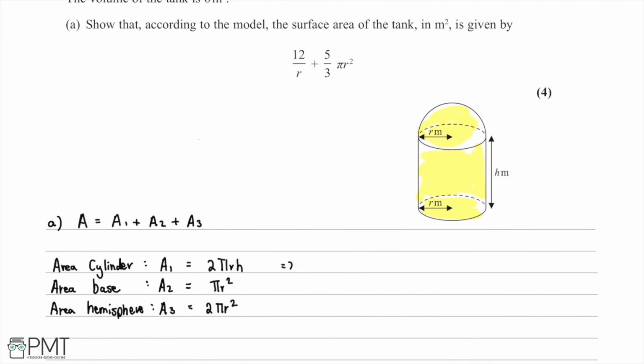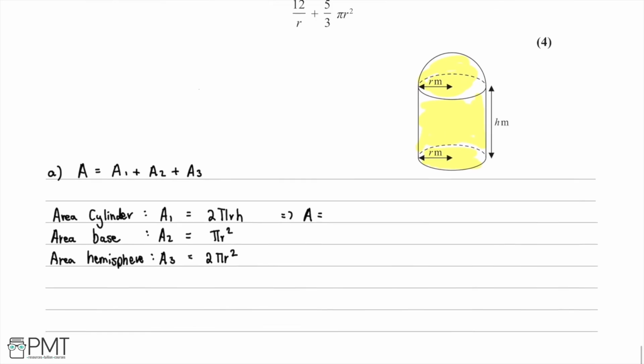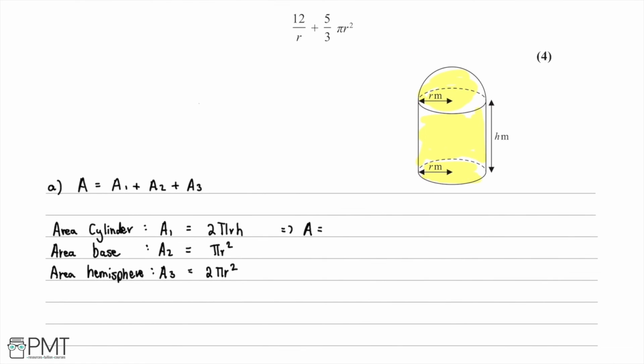So then therefore, we can add all these together. We have that the area is going to be equal to 2 pi r multiplied by the height, plus pi r squared, plus 2 pi r squared. Then we can simplify this slightly. We see we have pi r squared and 2 pi r squared, so adding them together, we have 2 pi r h plus, combining these, 3 pi r squared.